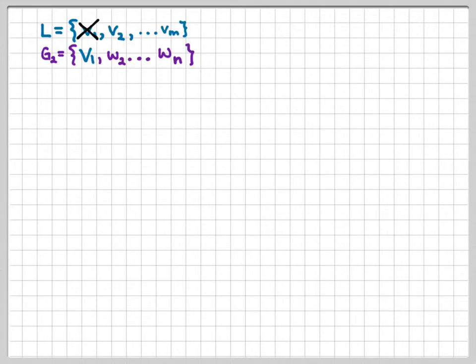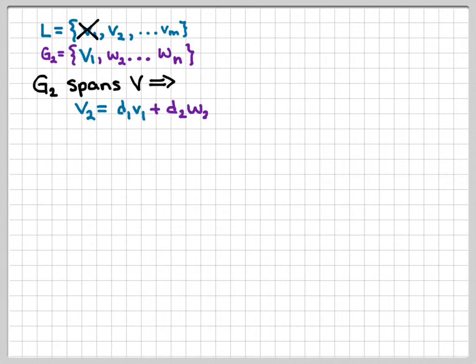And from the previous step, I know that G2 spans V, just as G did. So that means that I can write V2 as a linear combination of the elements of G2. Okay, so there it is. It's written as a linear combination of all of those elements. Now my goal is to again solve for one of the W's. So I need to argue that one of those constants, the D's, is not 0.